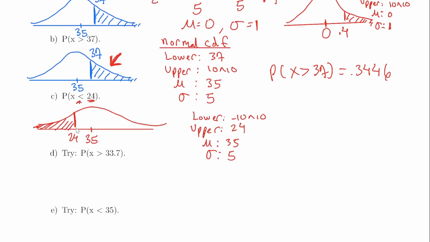All right, so I'm going to go ahead and do this in my calculator. Negative 10 to the 10 power, 24, mu is equal to 35. Right. So if you actually go ahead and do this problem, you should get the probability that X is less than 24 is equal to 0.0139. All right, and that's it for C. Any question in regard to C?